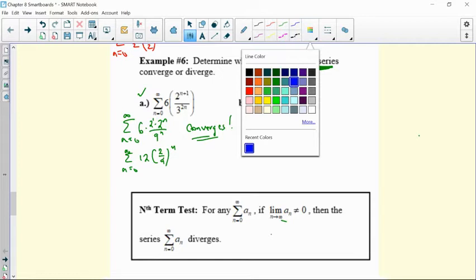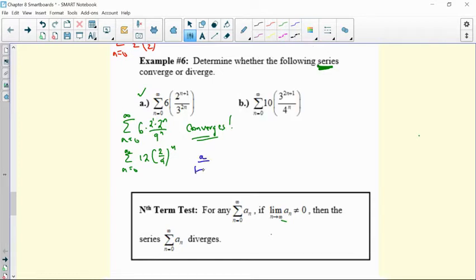And I can evaluate it by just doing a over 1 minus r. The first term was 12, and the ratio was 2/9. So 1 minus 2/9, that's 12 over 7/9, and then you get 108 over 7. So not only does it converge, we can actually find what it converges to.